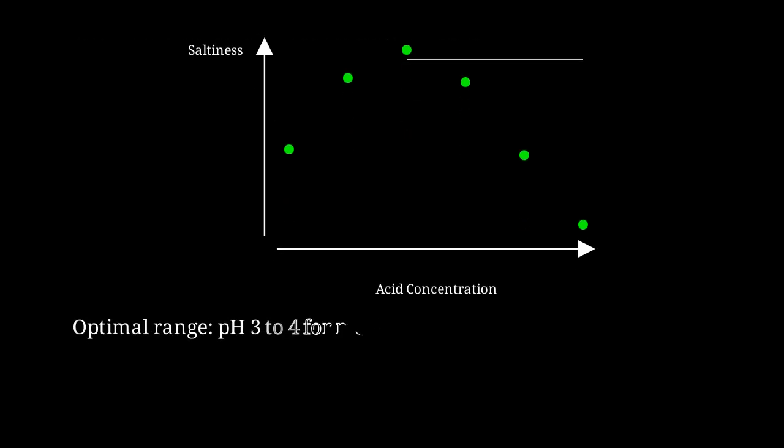For most foods, the optimal range is pH 3 to 4. This provides strong amplification without overwhelming sourness. An important consideration is that not everyone experiences this amplification effect equally.